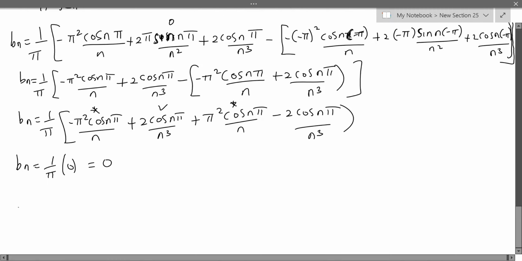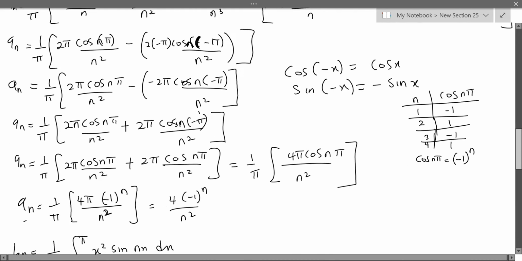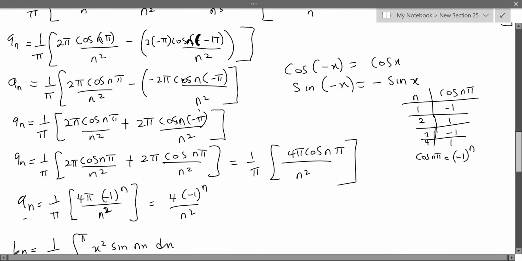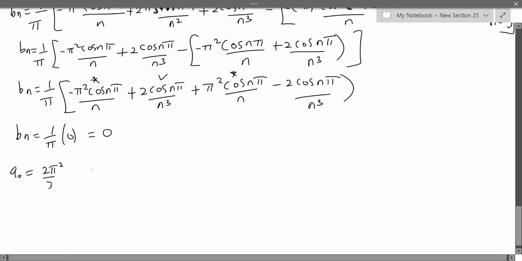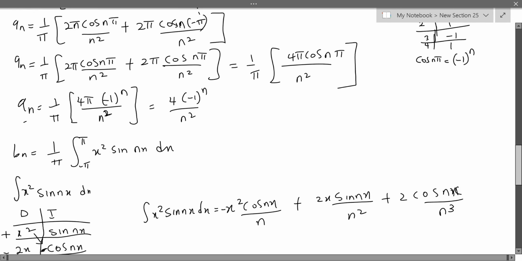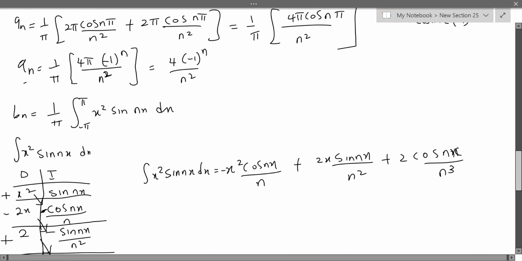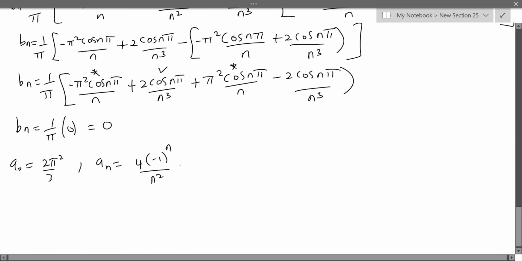So we are done. A naught is what? 2 pi squared over n. Let's check. A naught, 2 pi squared over 3. 2 pi squared over 3. What about an? So checking again, an is 4 into minus 1 raised to the power of n over n squared. How about bn? bn is 0. So let's go to our question. We are done. So go back to the main question.